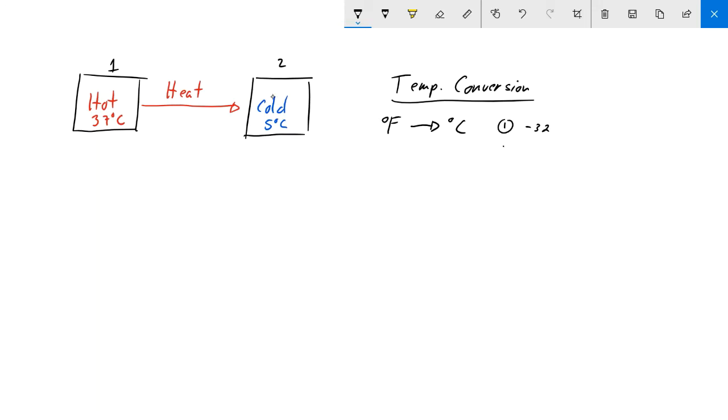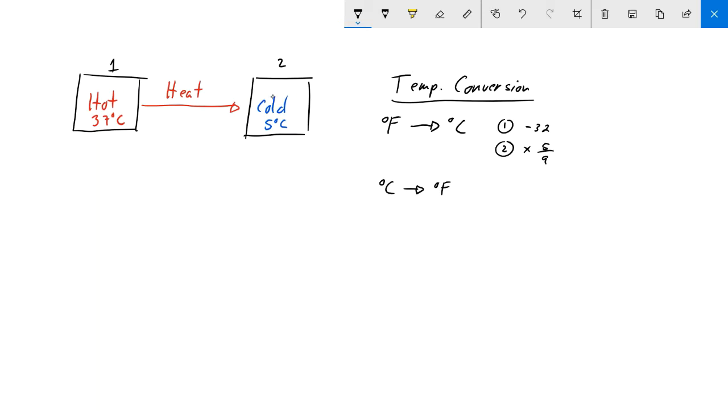And then step number two is I have to take that number and then I multiply it by 5/9. So that's our first conversion. We may also need to go from degrees Celsius back to degrees Fahrenheit. And in this case, I would kind of do the opposite, not a plus sign.